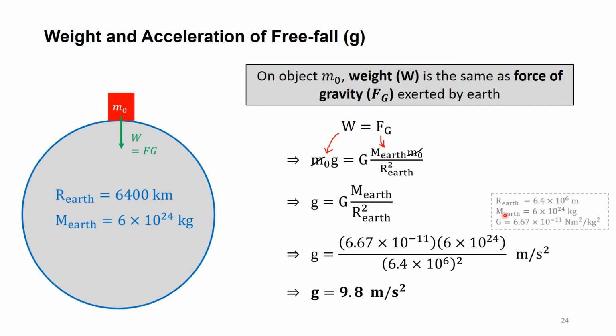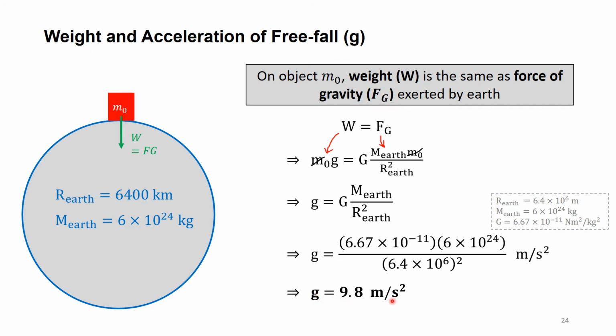We get 9.8 meters per second squared because the mass of the Earth is this and the radius of the Earth is this. If you have a different mass, for example, you go to a different planet with a different mass and different radius, you'll get a different value of the acceleration of free fall. Or if you measure the acceleration of free fall significantly above the surface of the Earth, then you'd have to plug in a different value of r in the denominator, and you'd get a different value of g. You'd get a smaller value of g.